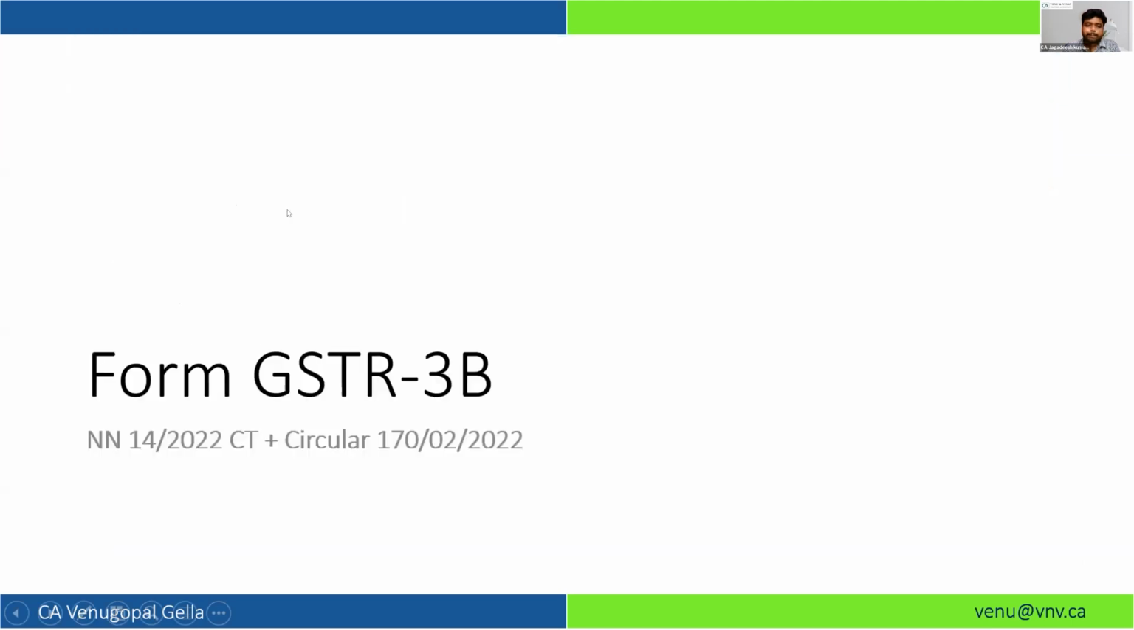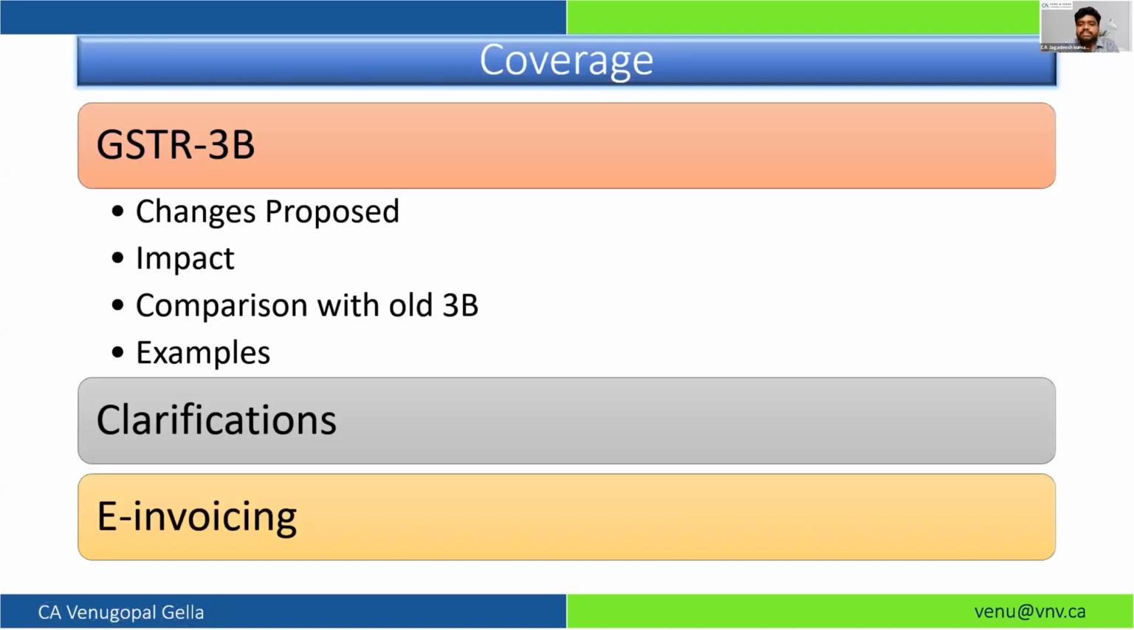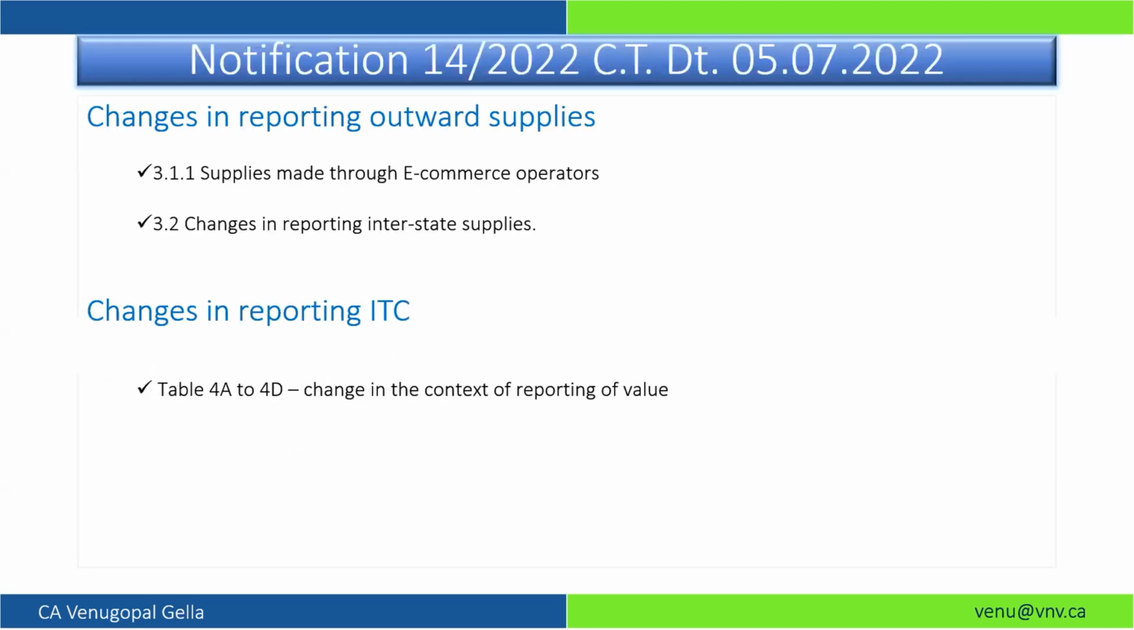I will take you through the changes proposed in the GSTR 3B and their impact, and then I will compare the existing 3B with the proposed new GSTR 3B. And then at the end, I will take an example with figures and try to explain the changes. First, I will discuss the changes made with respect to the outward supplies. And then we'll discuss the reporting changes with respect to the ITC.